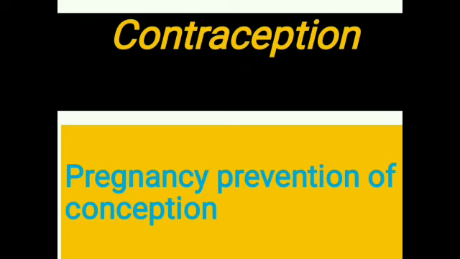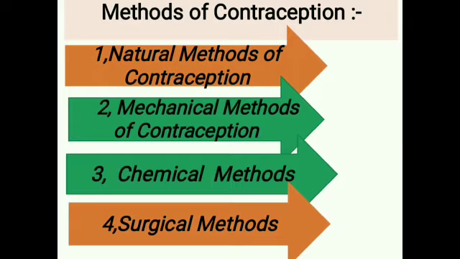Nowadays, it is possible to limit the size of a family through various means. It requires the use of methods which prevent the fertilization of ova and their implantation in the uterus. There are several ways by which contraception, meaning pregnancy prevention, can be achieved. But here we take four methods of contraception.